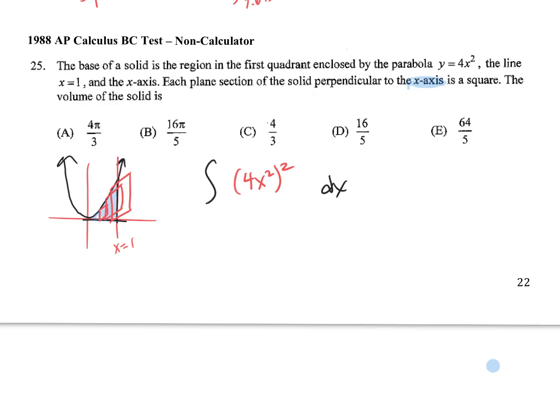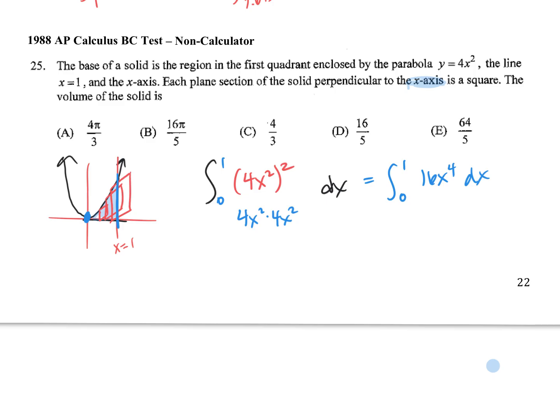Do we know what my bounds are yet? Oh, it is 0 to 1. I agree, because it intersects at the origin, and then they said x is 1. So from 0 to 1. Before we integrate that, I would simplify it. What is 4x squared squared? Very good. 16x to the 4th. Because that's just 4x squared times 4x squared.